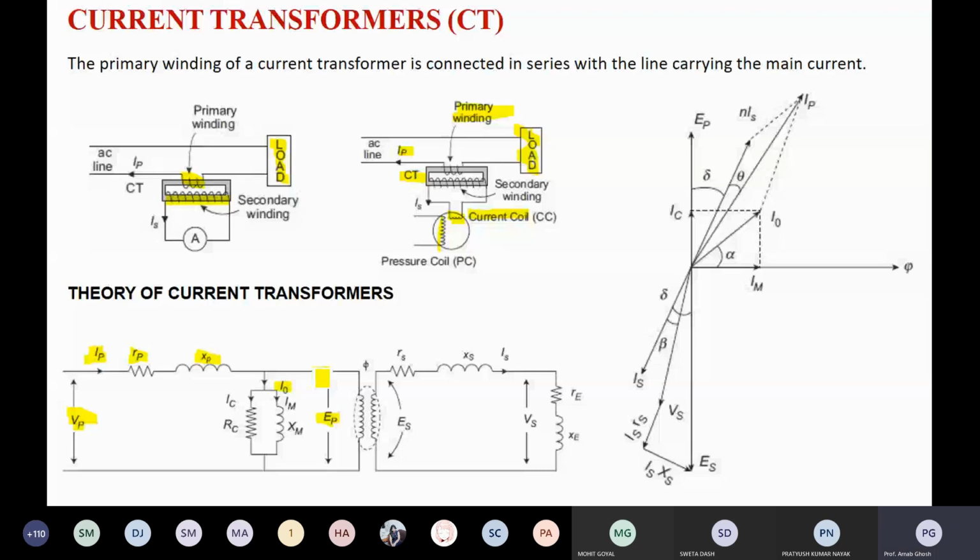RS is your secondary side resistance. XS is the equivalent reactance of the secondary side. IS is your secondary side current. Then what is VS? VS is the secondary side voltage. ES is the induced voltage in your secondary side. Now what are RE and XE? Definitely it is the load on your secondary side, so it is that impedance value.